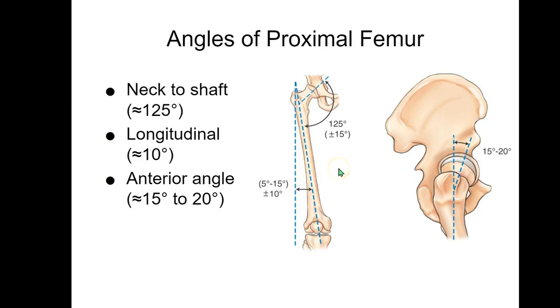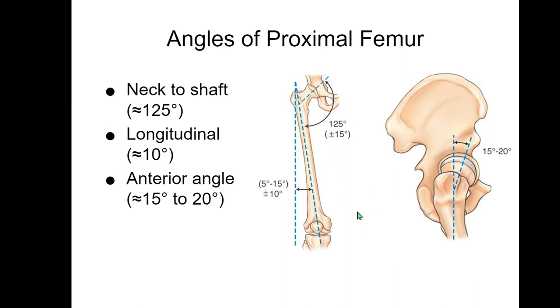If you have a shorter person with a wider pelvis, they're going to have less angle, because remember, a wider pelvis is going to bring this dotted line more medial, and this angle will be smaller then, maybe 110, 115 degrees.